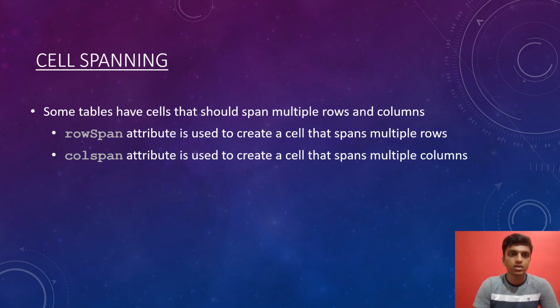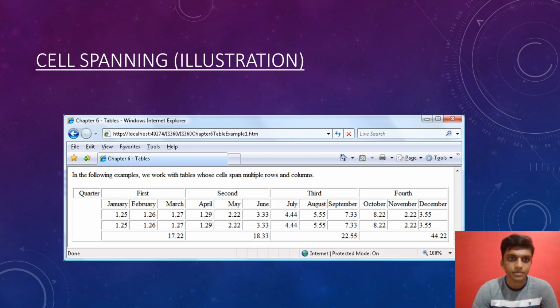Cell spanning. Some tables have cells that should span multiple rows and columns. The rowspan attribute is used to create a cell that spans multiple rows. The colspan attribute is used to create a cell that spans multiple columns. Let us see the example for spanning. This is a simple example for table spanning. Here, two or more rows are in one row. Rowspan is used here.